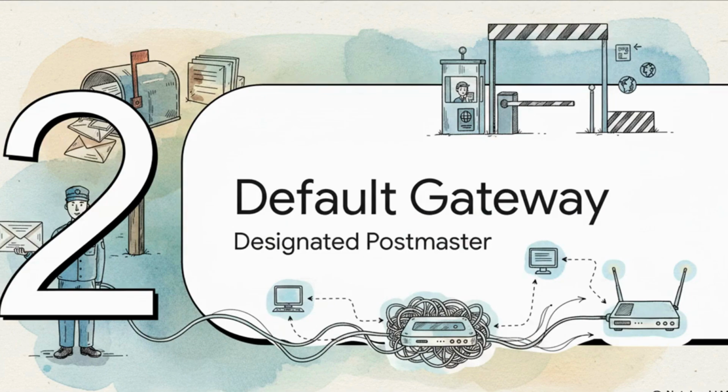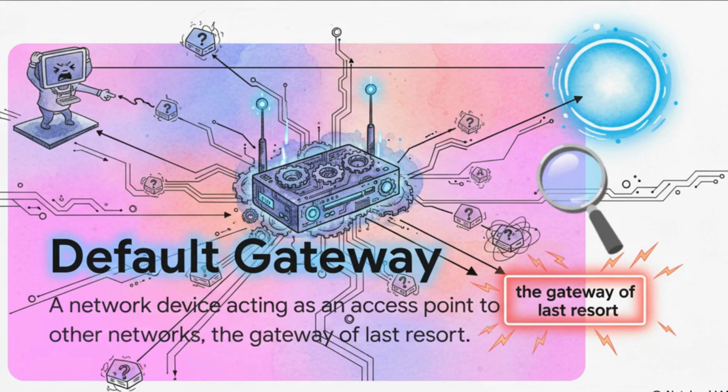Meet the default gateway. This is the ultimate solution, your designated postmaster, and the absolute lifeline for your home network. Now, what's really interesting about this slide is the specific wording of this definition. A default gateway is a network device, typically a router, that acts as an access point allowing traffic to flow outside the local subnet. Notice that phrase right at the end there, the gateway of last resort.